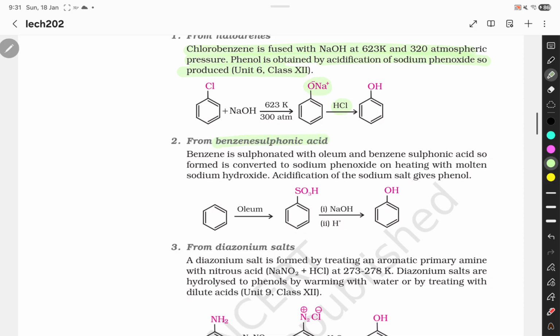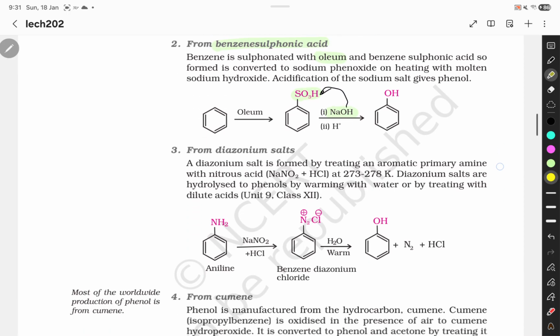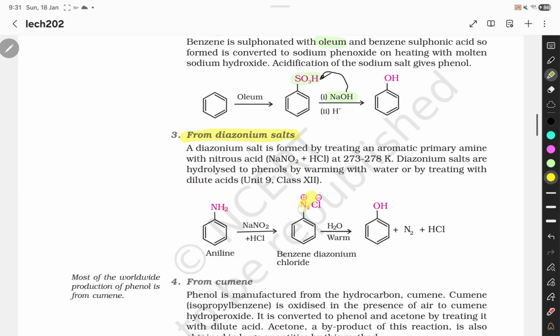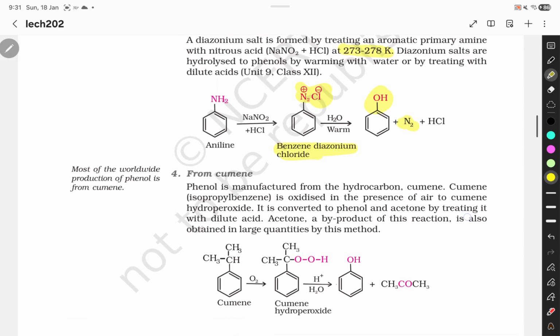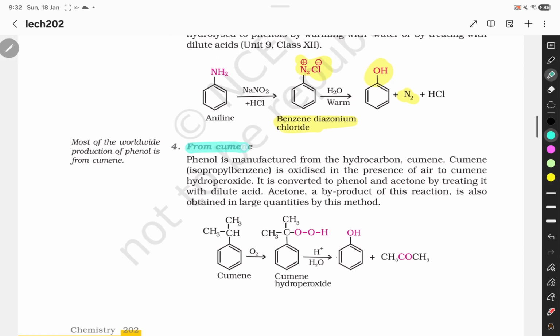Then you have benzene sulfonic acid, which is sulfonated with oleum, and benzene sulfonic acid is converted to sodium phenoxide. Okay, so basically what happens is SO3H is a decently good leaving group. So ArSN will happen very fast in the presence of NaOH. So yep, that's all. And then from diazonium salts, you can prepare it easily because diazonium is a very good leaving group and it releases N2, and you can easily prepare your alcohol. Obviously these diazonium salts are highly unstable at room temperature.